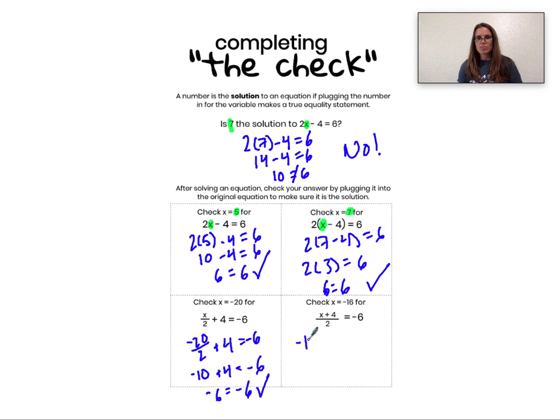Last example, plugging in negative 16 for x. Does negative 16 plus 4 divided by 2 equal negative 6? Just going to go ahead and evaluate. Negative 16 plus 4 is negative 12. Is this true? Does negative 12 divided by 2 equal negative 6? Yep, true equality statement, negative 6 equals negative 6, and I have checked my solution. It is correct.